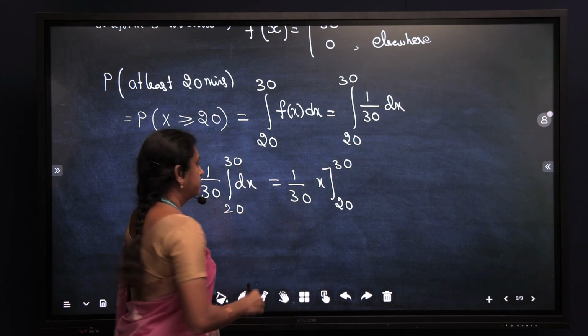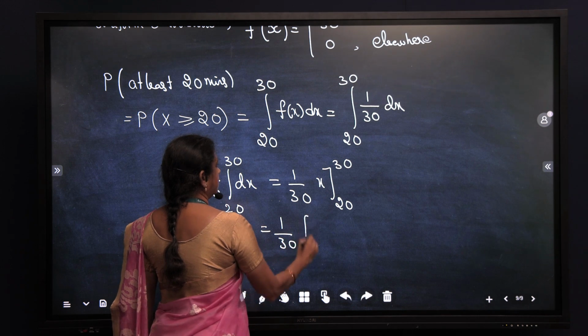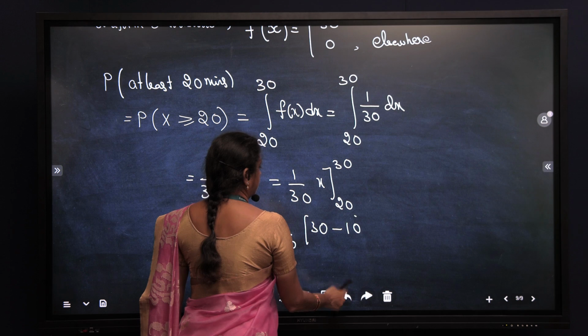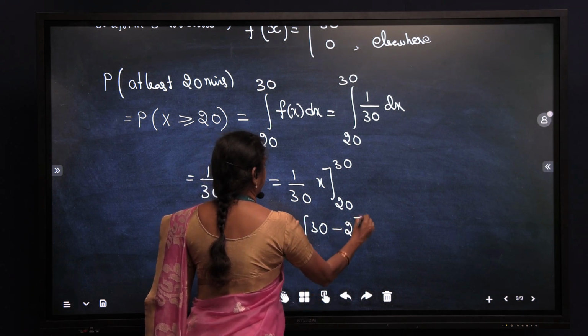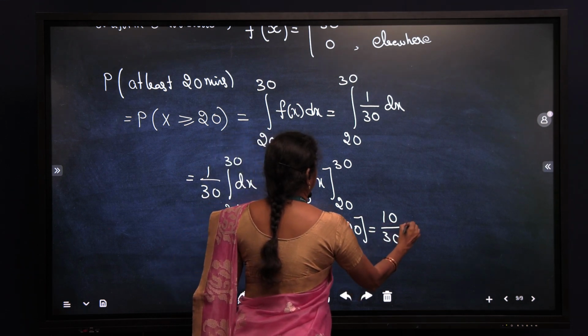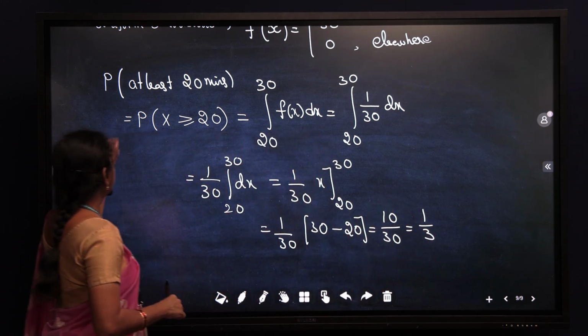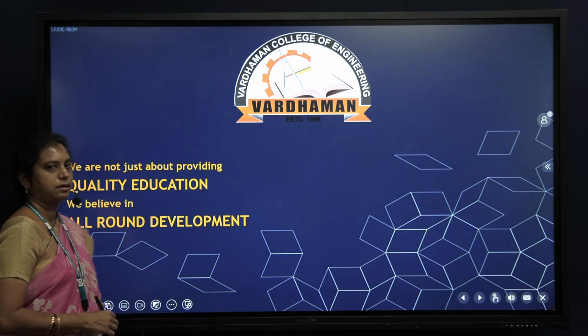So now substituting, this is equal to 1 by 30, upper limit is 30 and lower limit is 20, so 30 minus 20, which is equal to 10 by 30, that is 1 by 3. So probability that waiting time is at least 20 minutes is 1 by 3.